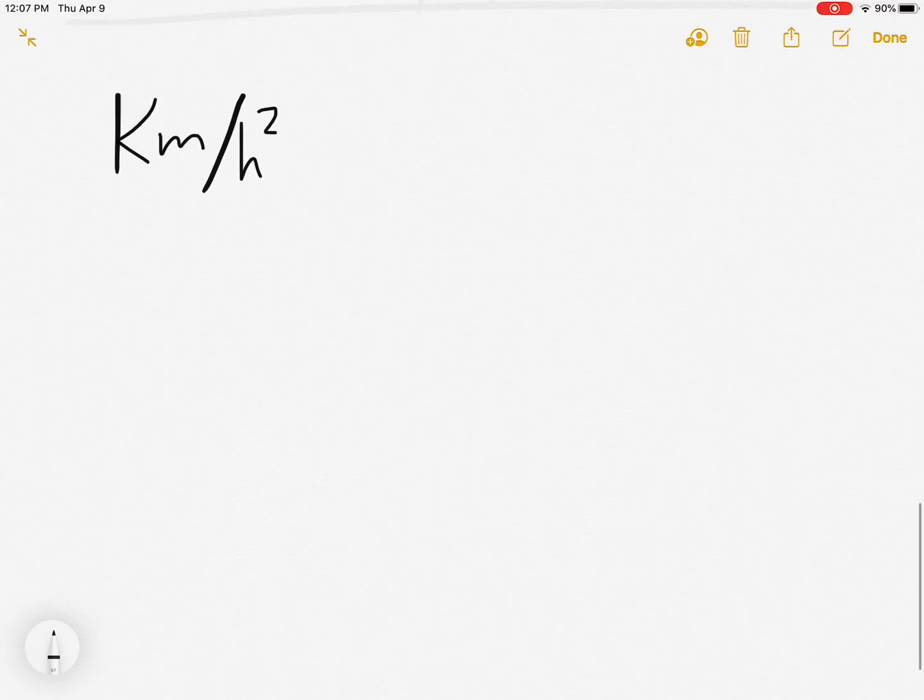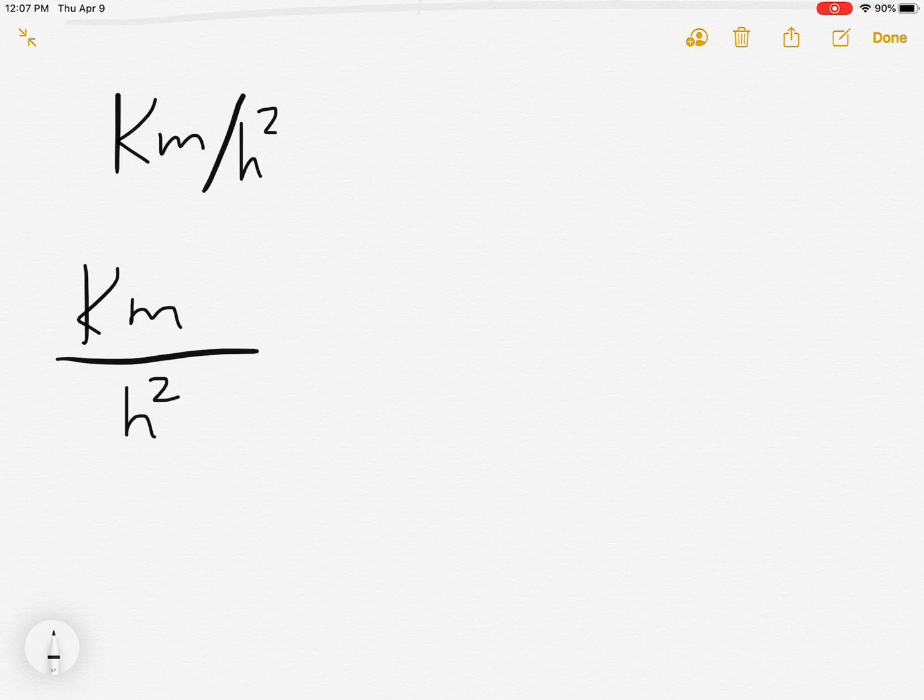Well, here's what we have to do. We have to rewrite that as kilometers per hour. I'll do it the long way first. Okay? And then you have to do your conversion factor. Okay, let's get rid of the kilometers. So we put meters on top, kilometers on the bottom.